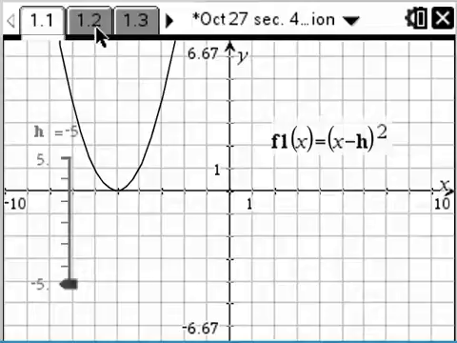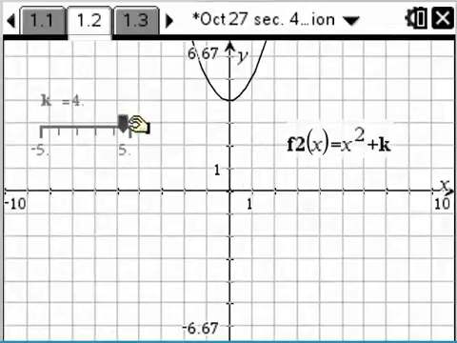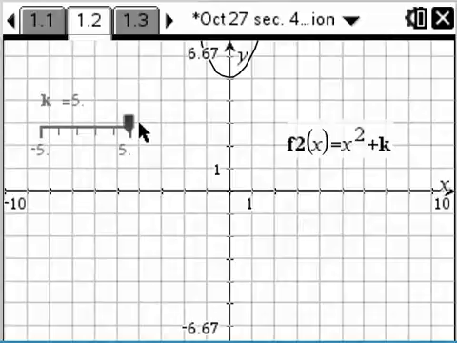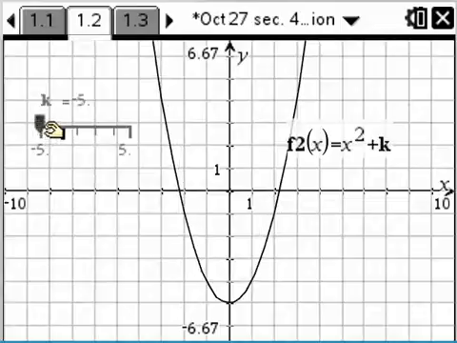Going to the next page, okay, this time we have x squared plus k. So plus k is outside the quadratic function part, the squaring part. So what happens when we move our slider? So when we go positive 5, it just translates a vertical shift up by 5. And if we go to negative 5, it just translates it down.